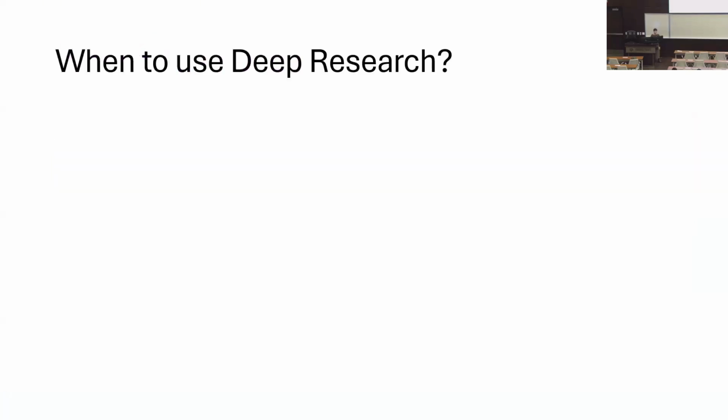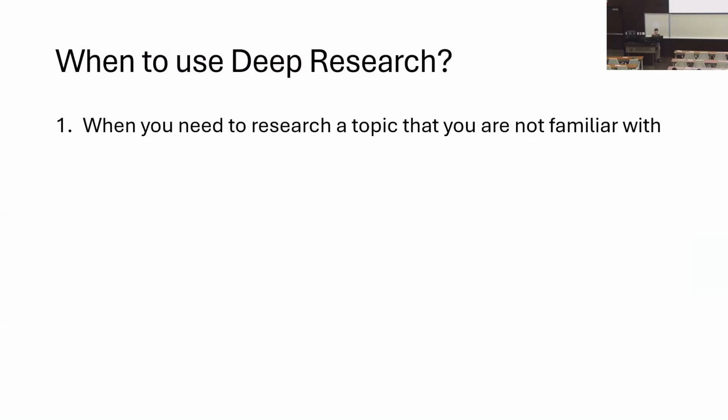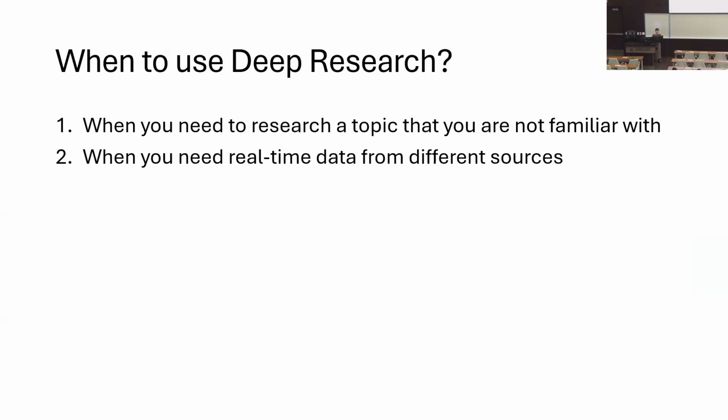So when to use deep research? When you need to research a topic that you are not very familiar with, or when you need real-time data from different sources. One example, I don't know if you noticed that email a while ago, there was a training program developed by Columbia University where you need to sign up and then identify 2 mentors out of maybe 20 mentors who fit your research interest.